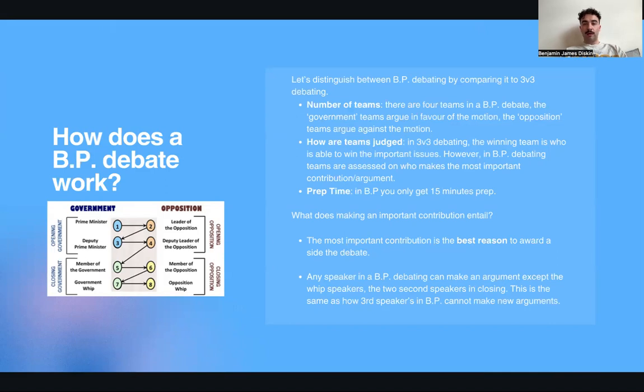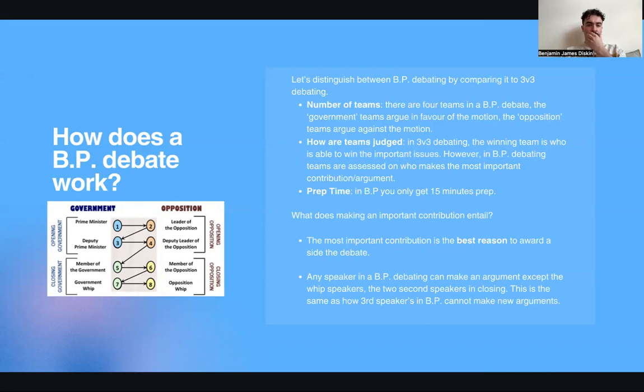And the way that I'm going to explain this is by distinguishing it from how a 3v3 debate works. So let's start with, I think, the biggest and most jarring difference for people who haven't seen BP debating before. And that is that there are 4 teams in British parliamentary debating. And if at any point in this presentation, some of the new names or the speaking orders or things of that nature are confusing you, there's a helpful infographic in the bottom left that can act as a reference point.